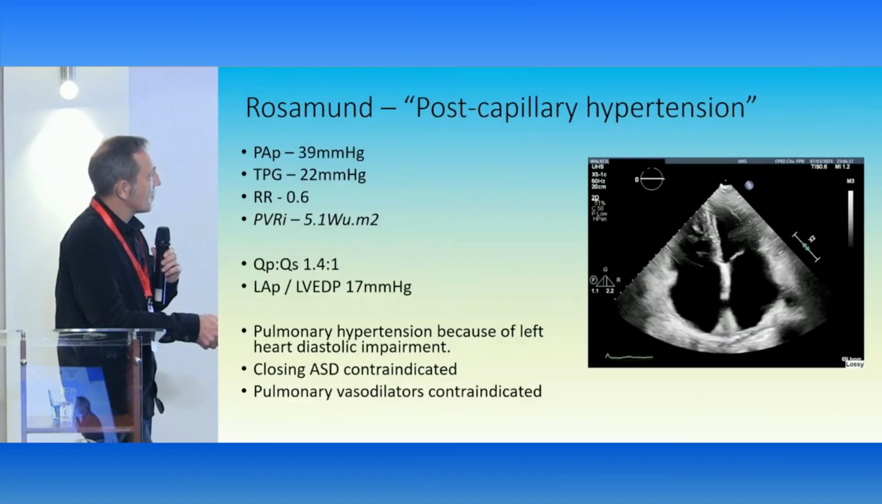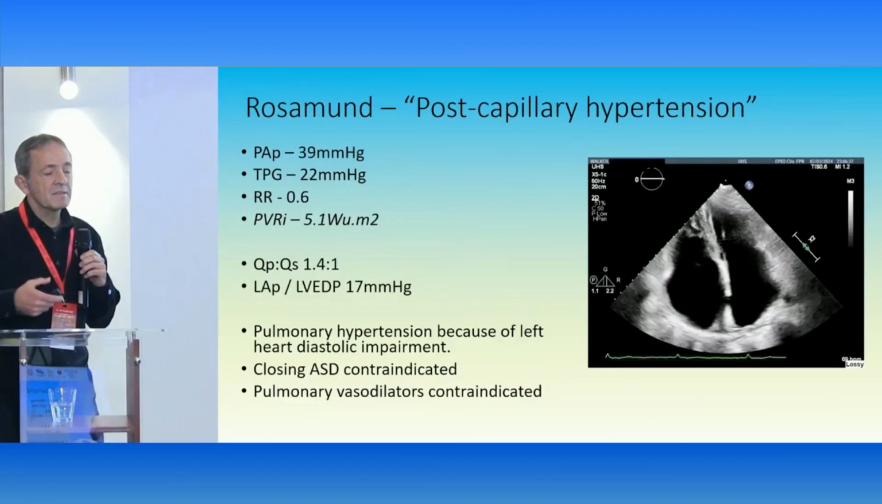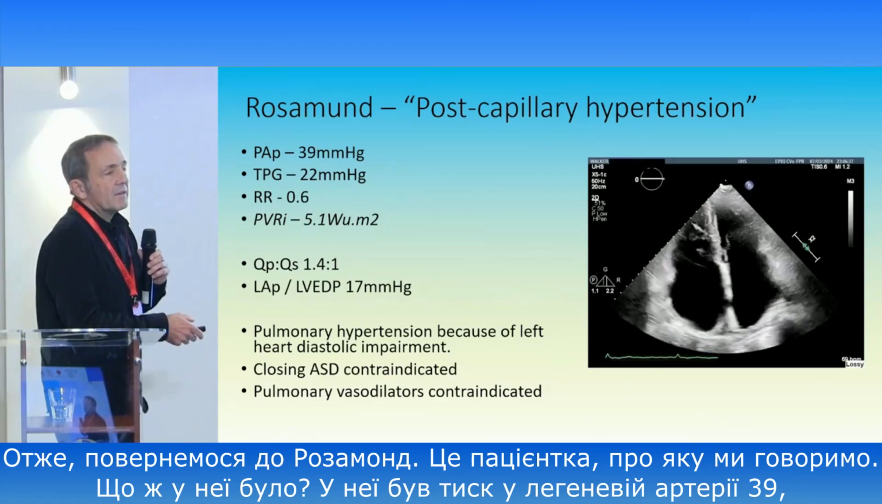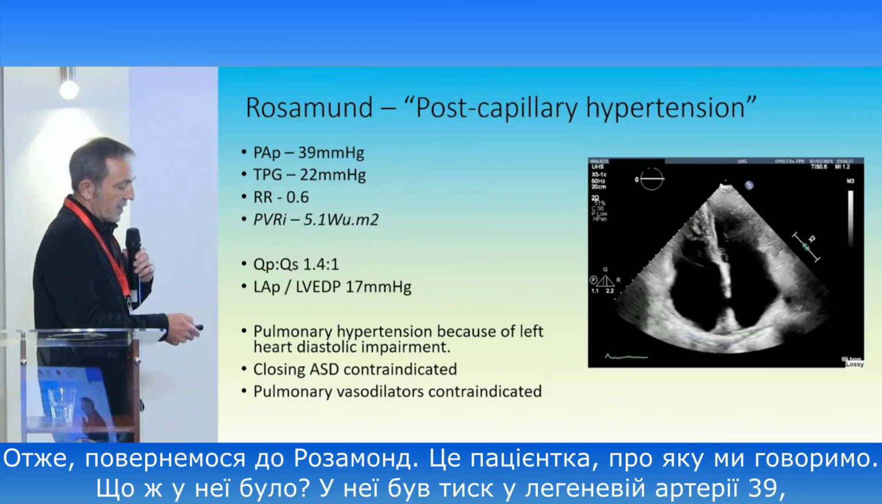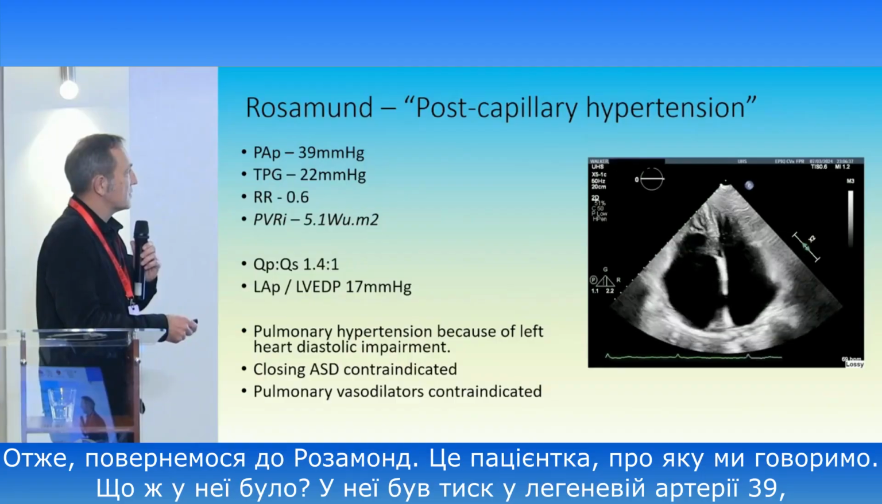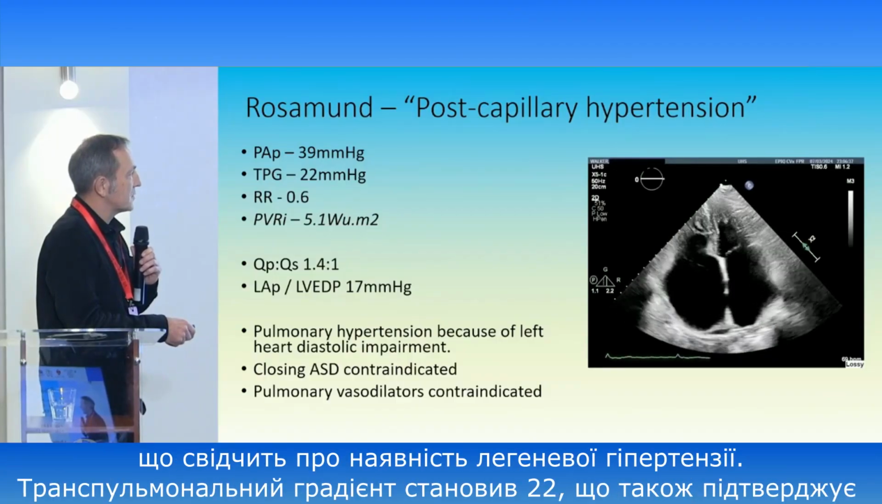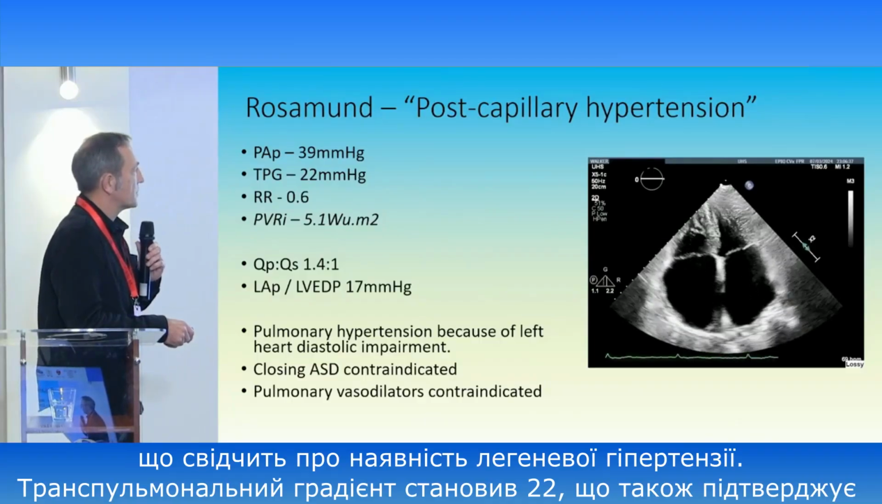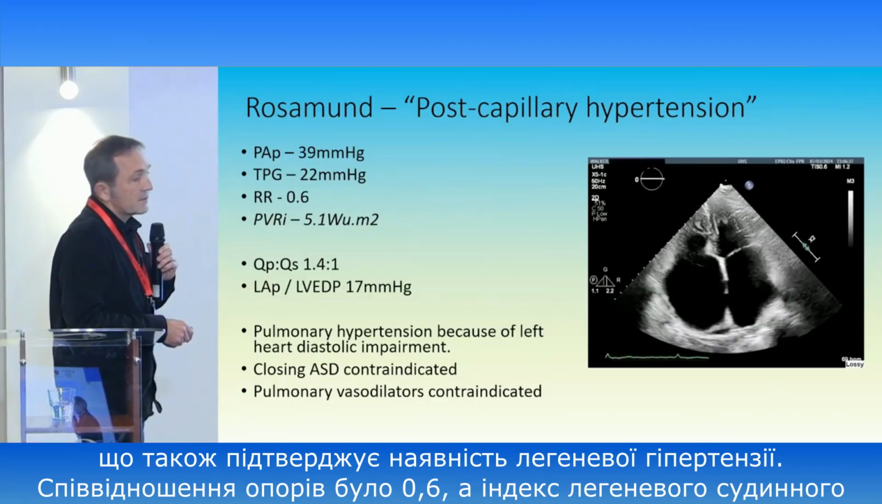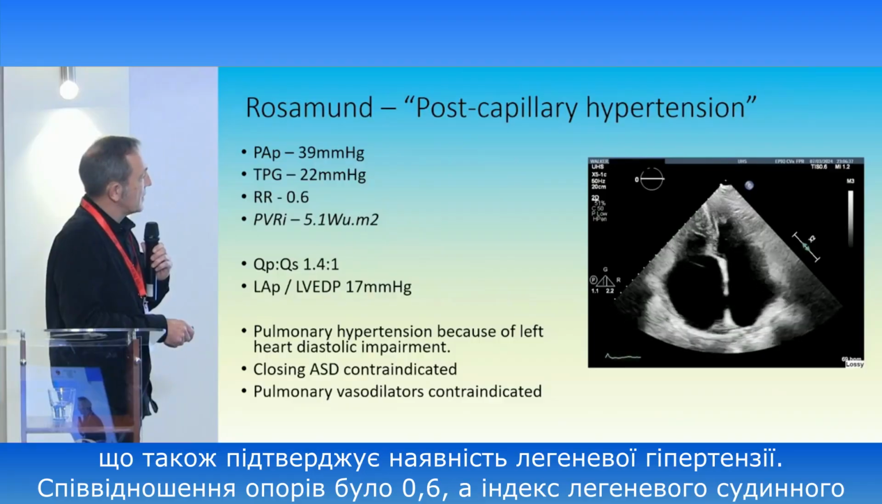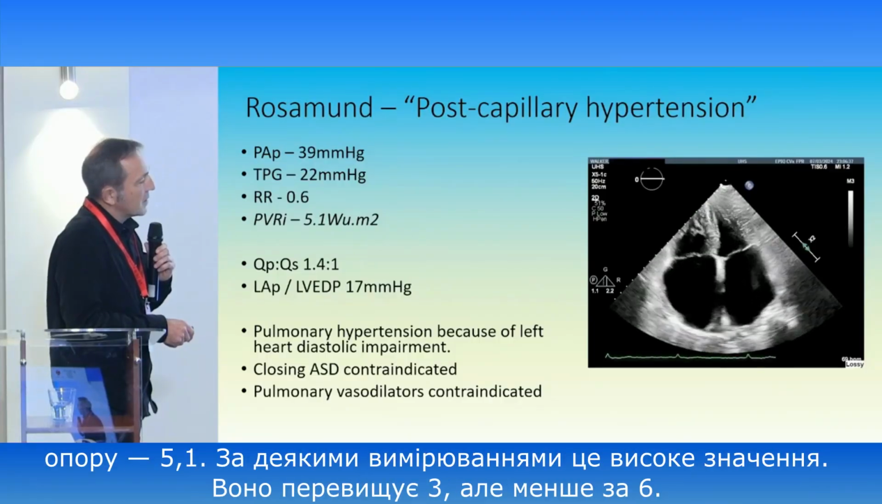Okay. So we go back to Rosamond. This is the patient. So what did she have? She had a pulmonary artery pressure of 39, so she clearly has pulmonary hypertension. She had a transpulmonary gradient of 22. She clearly had pulmonary hypertension. A resistance ratio of 0.6. And the PVRI is 5.1.